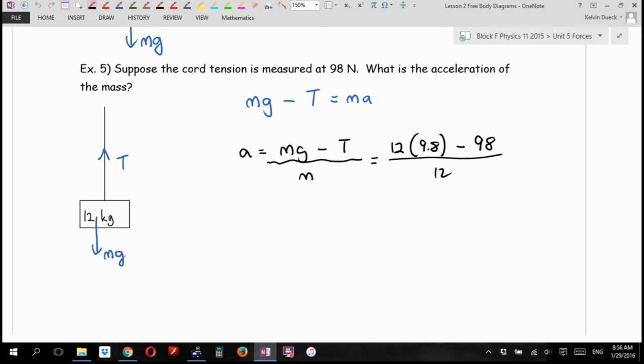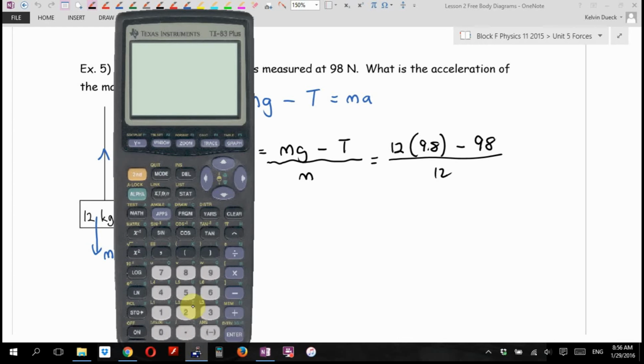Haley, are we dividing? Is there more than one thing on top of the fraction? What would I have to remember then, folks? See how we're coming almost full circle back to September? So if I'm going to type this in one fell swoop, and I am, I'm going to go like this. Bracket 12, and I'm going to use my times button, 9.8, take away 98, close bracket, divided by 12.